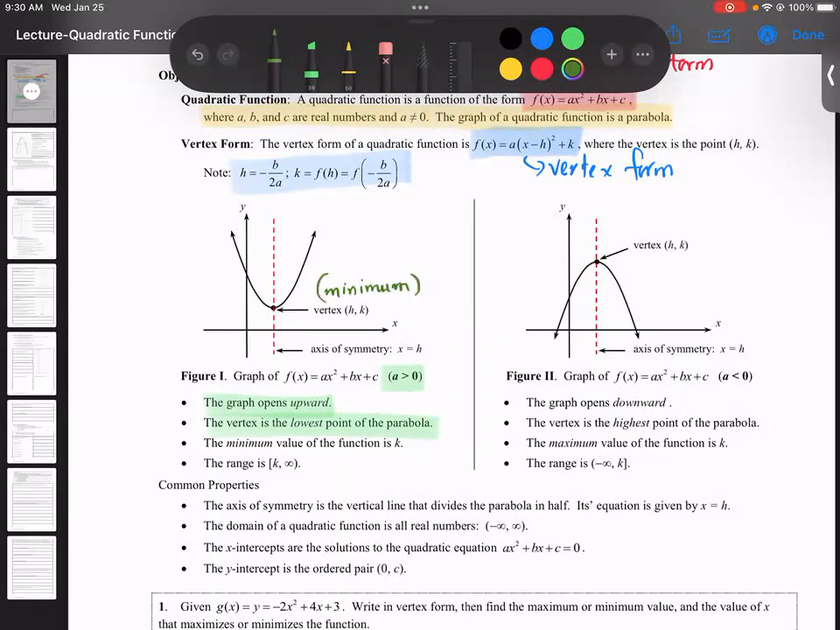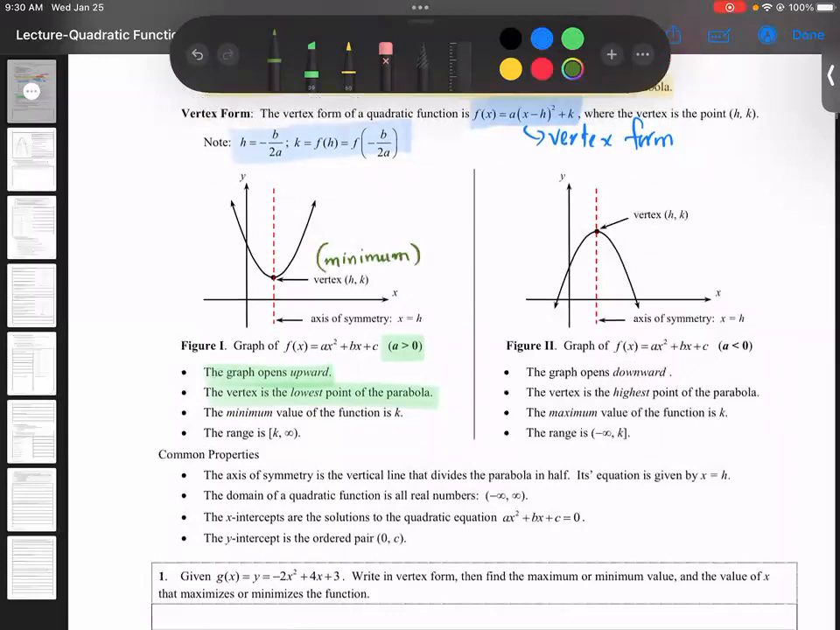It's helpful when you do the application problem. You have a minimum and maximum. And the range will be from, you know the range, right? Range from k up to infinity. Where the graph starts, where it ends vertically.